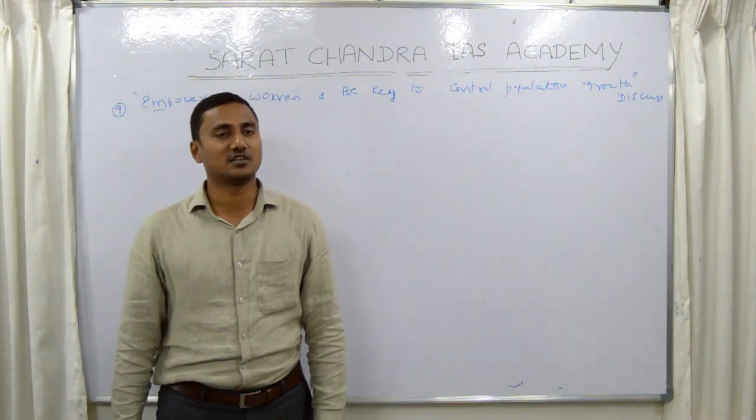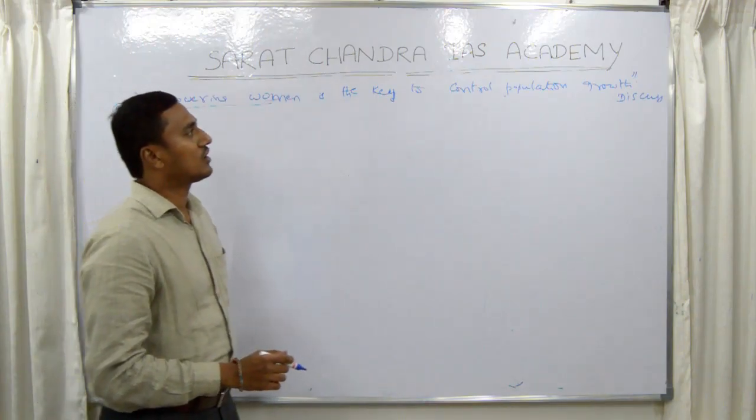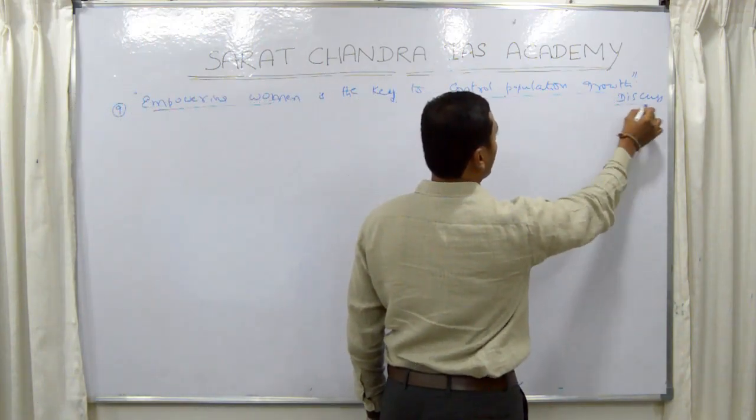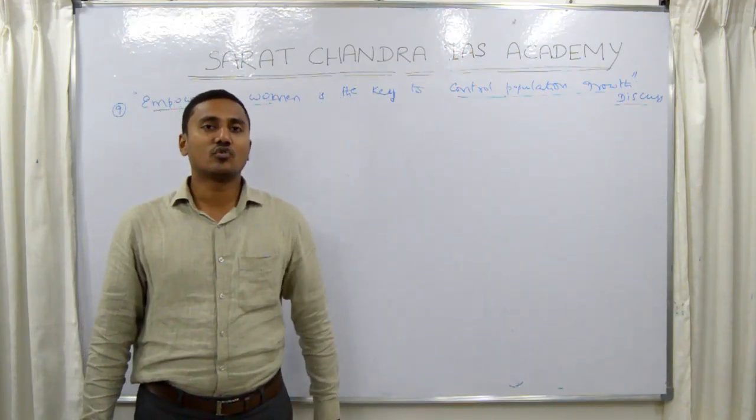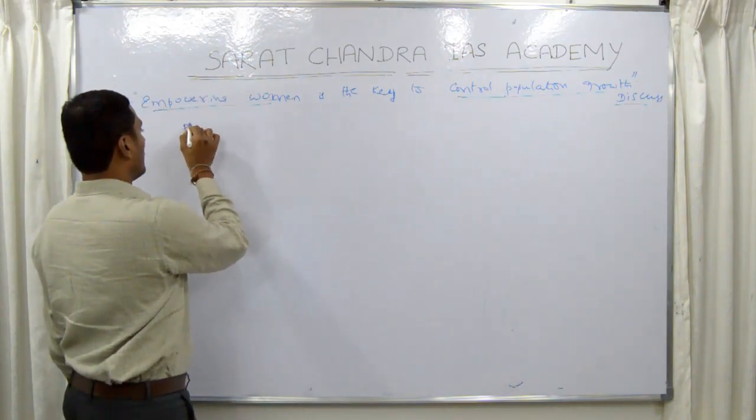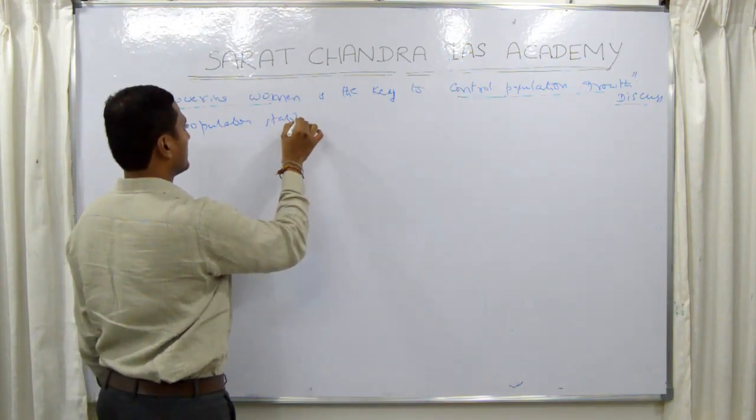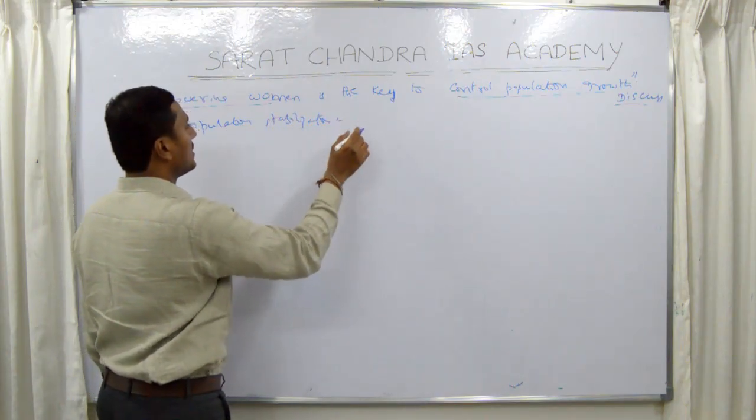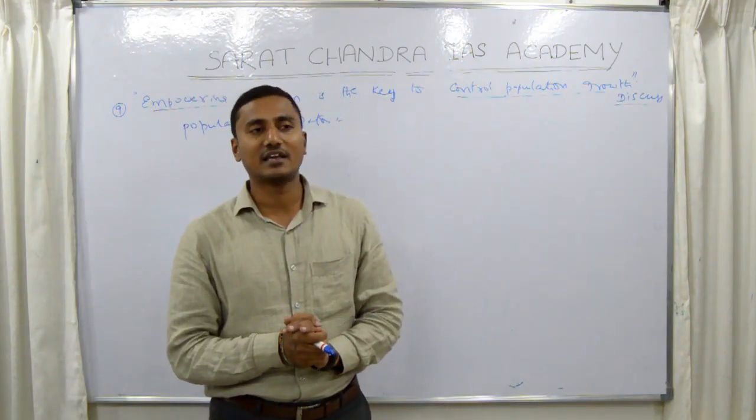Coming to the 9th question, empowering women is the key to control the population growth. Discuss. See, one of the aims of India is to reach population stabilization rate. Population stabilization, which means we have to continue maintaining the same population that we have now without any kind of growth.